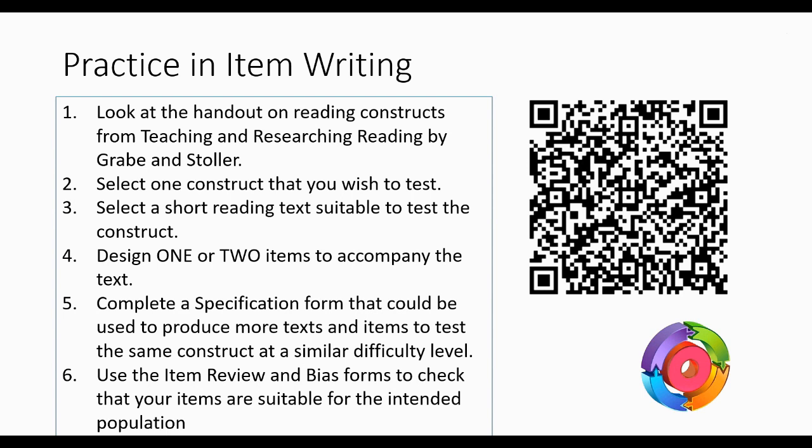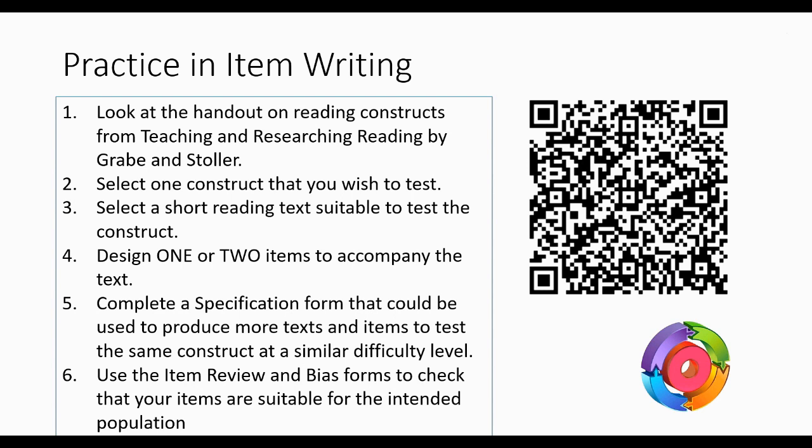Now, I would like you to select just one construct from those that you would like to test. I would like you to select a short reading text, and let's say that this is a general reading subtest from an examination, something like the First Certificate in English or the Preliminary English Test, something like that. But try to specify what the difficulty level is, who the learners might be. It's very difficult to construct any kind of test unless we know who we're constructing it for. So try to be clear about that and select a suitable text.